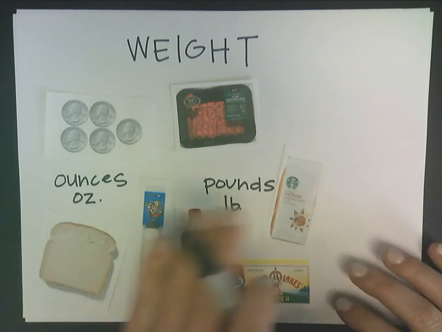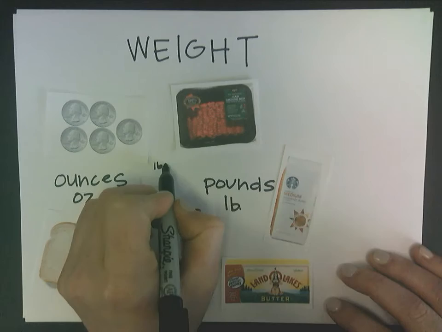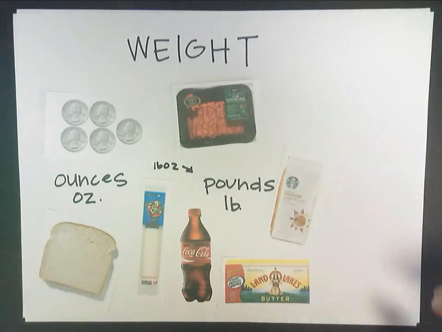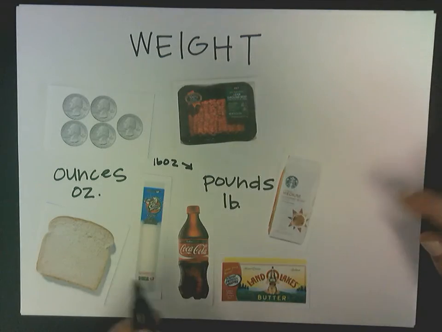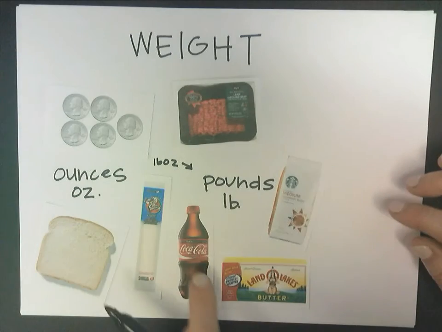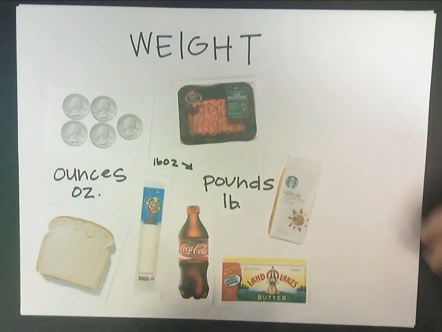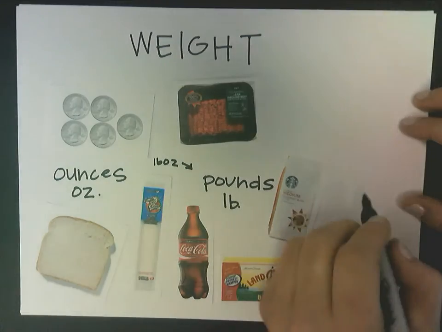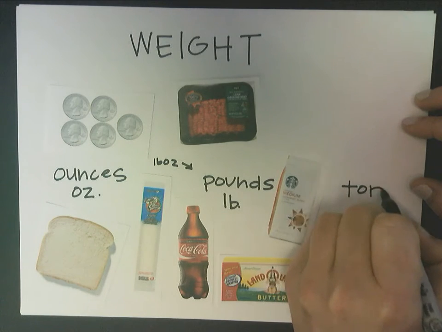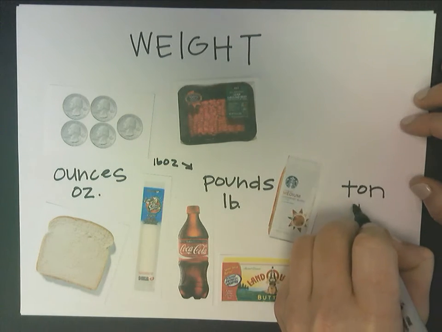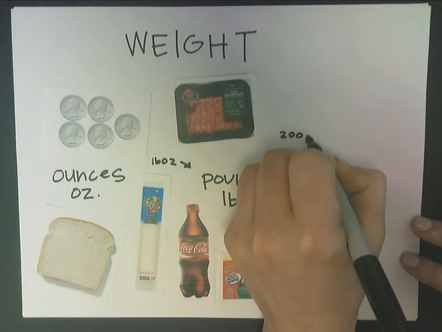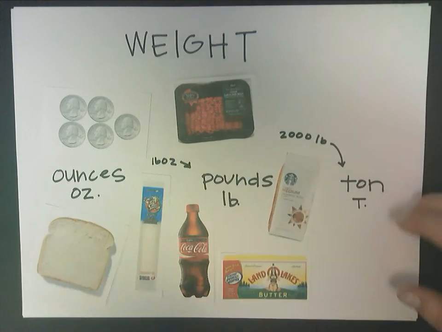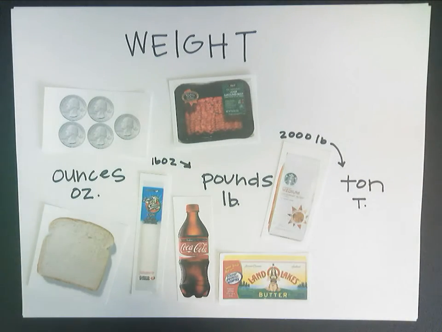Now, ounces and pounds are pretty close. It takes 16 ounces to make 1 pound. Now, the difference between pounds and the next measurement is huge. It takes 2,000 pounds. So 2,000 things of butter, 2,000 things of ground beef, 2,000 individual sodas, and you would get the last measurement, which is a ton. Now, a ton is just T. It takes 2,000 of these things to make 1 ton. So only gigantic, very, very heavy things are measured in tons.